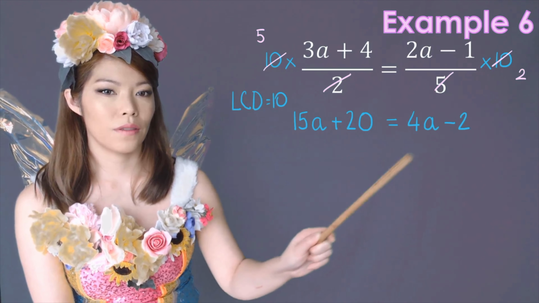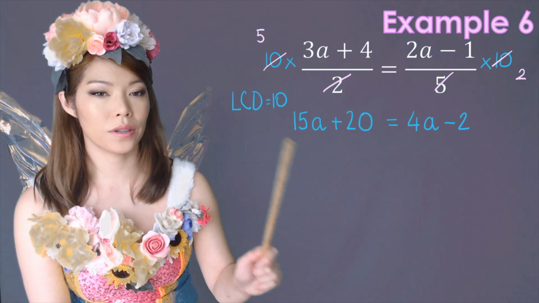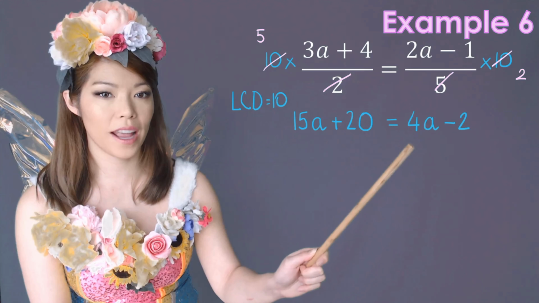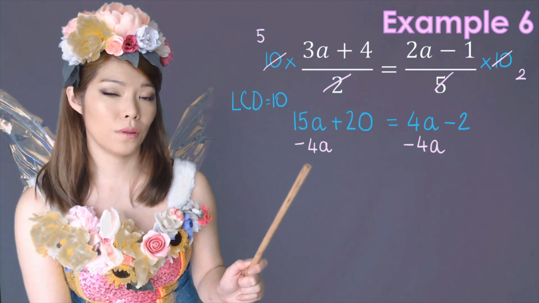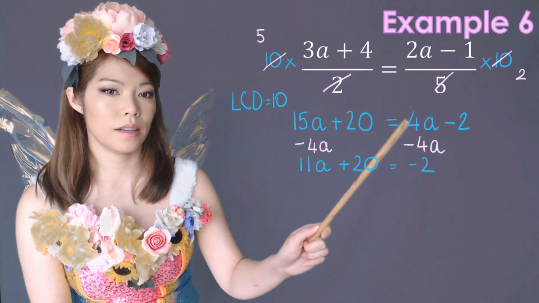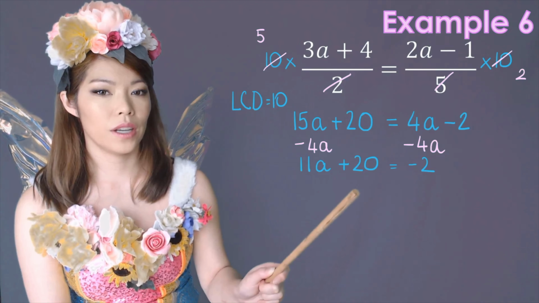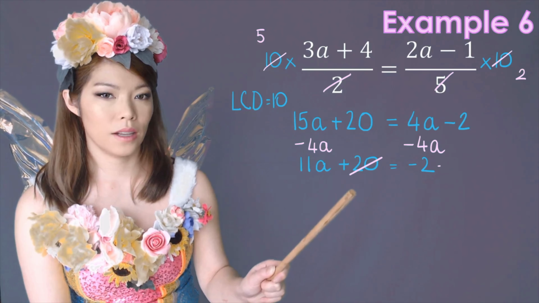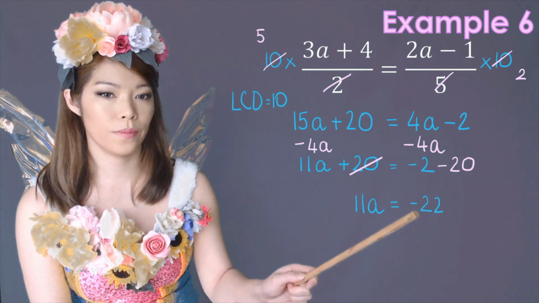Now we have to get rid of our pronumeral, the a's. 15a and 4a, so we're going to subtract by the smaller one, which is 4a. So minus 4a on both sides. So now we have 15 minus 4 is 11a. And that cancels out, so we have just negative 2 on that side. Now we need to get rid of the 20. So minus 20, minus 2 minus 20 is minus 22.